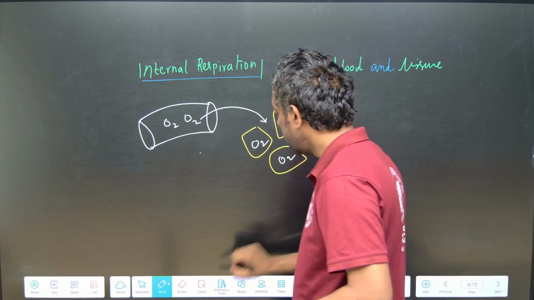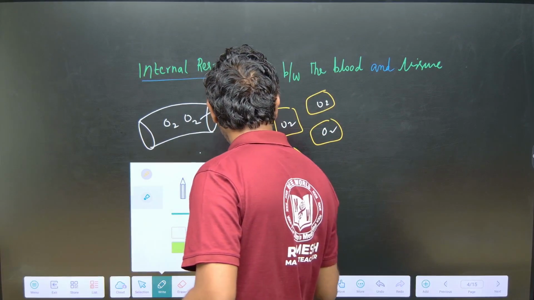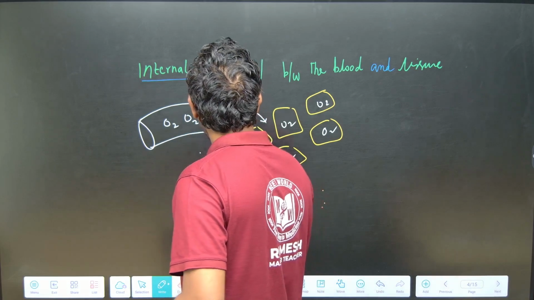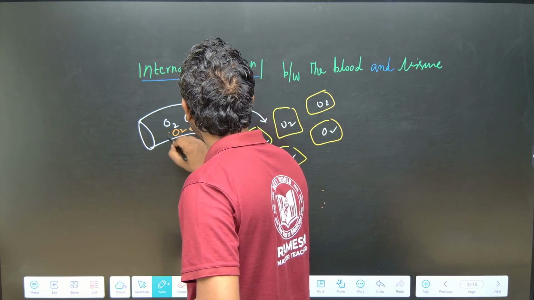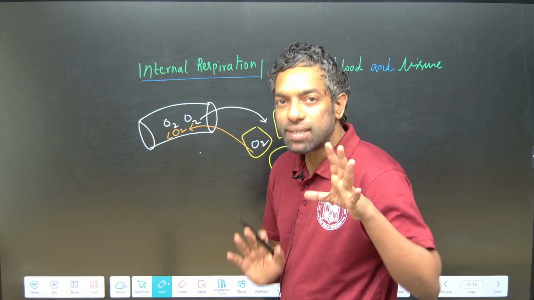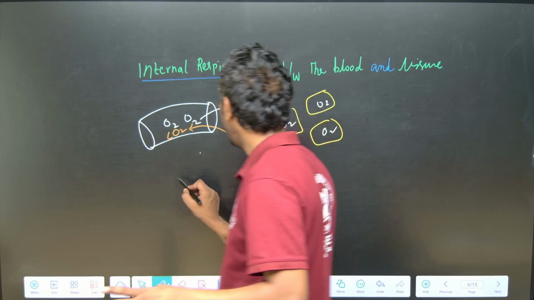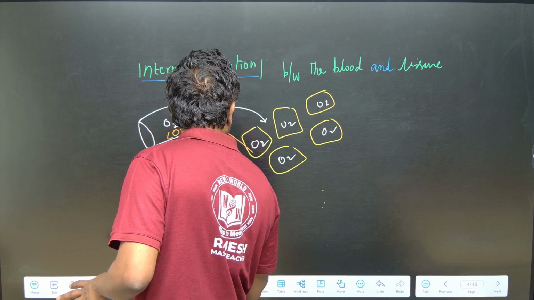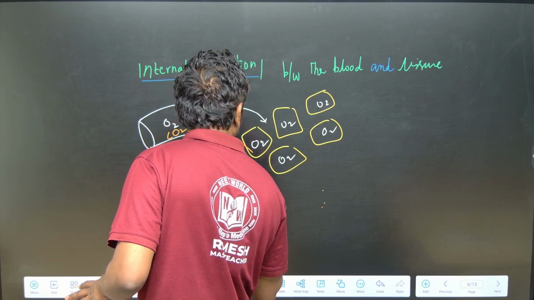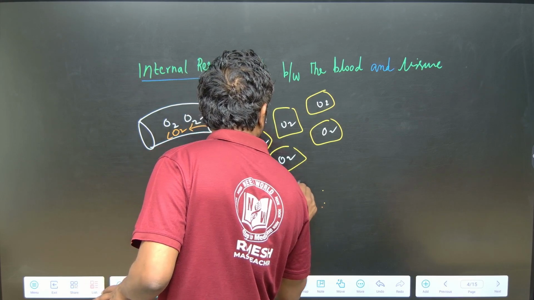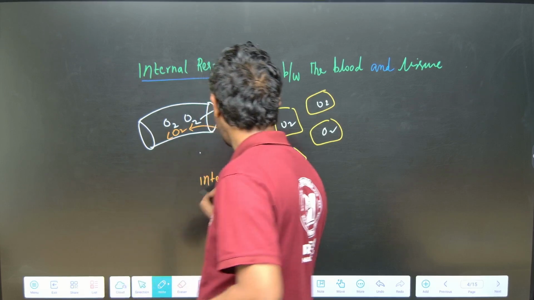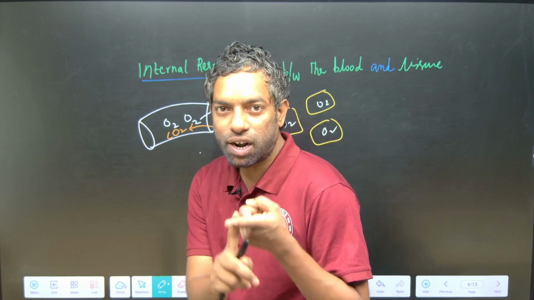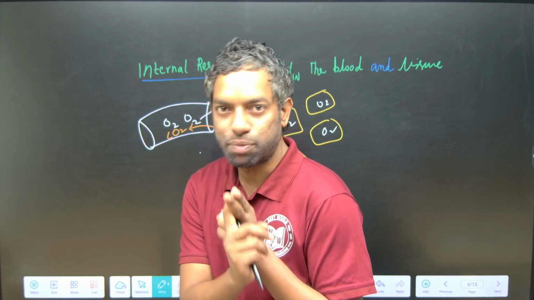From the tissue, the CO2 is absorbed by the blood. CO2 enters into the blood vessel. This respiration we call internal respiration. So, we have covered external respiration and internal respiration, right?